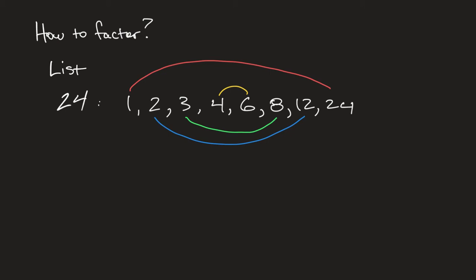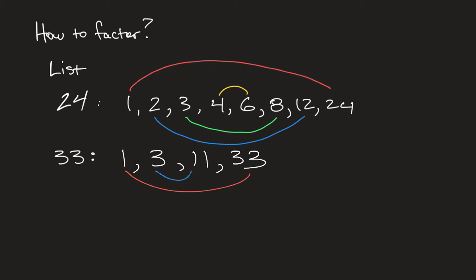Let's see another example. What about 33? I will have 1 and 3 and 11 and 33. Not very many factors there. I got 1 times 33 is 33, and I have 3 times 11 is 33, and that's it. Let's do one more example. How about the number 60?